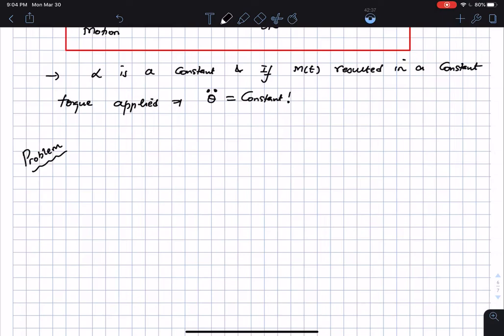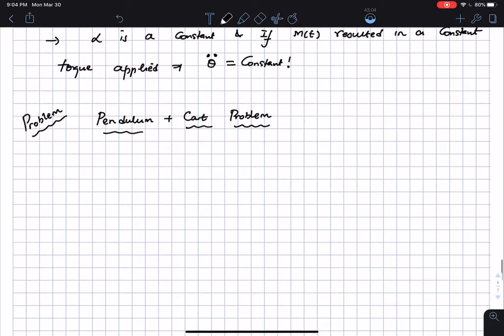This is also once again one of those classic controls problems. This is a pendulum on a cart problem, a pendulum and a cart problem. Of course, in this particular problem, we are not going to be looking at an inverted pendulum as such, and we are not going to be looking at the controllability of the inverted pendulum. We will just look at a generic pendulum cart system.